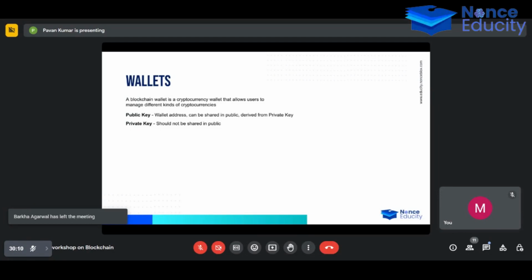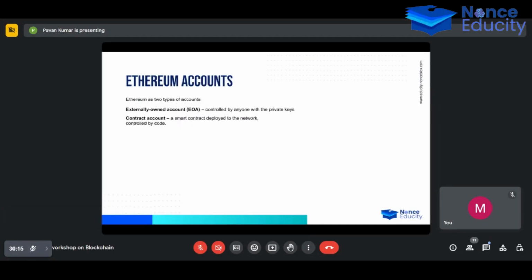Okay, so public key is something that can be shared, and this is common in all the blockchains. And coming to Ethereum accounts, very important. Ethereum has two types of accounts: EOA, externally owned accounts, and then contract accounts. EOA is something like your wallets. You have public and private keys in there. And a contract account is where smart contracts are generated.